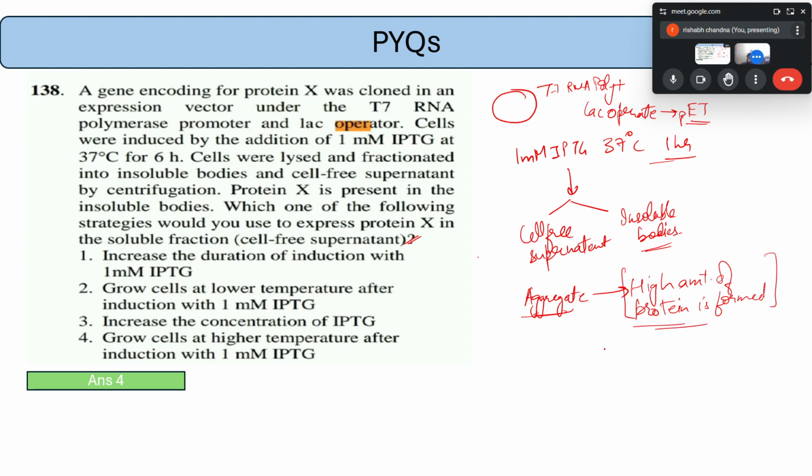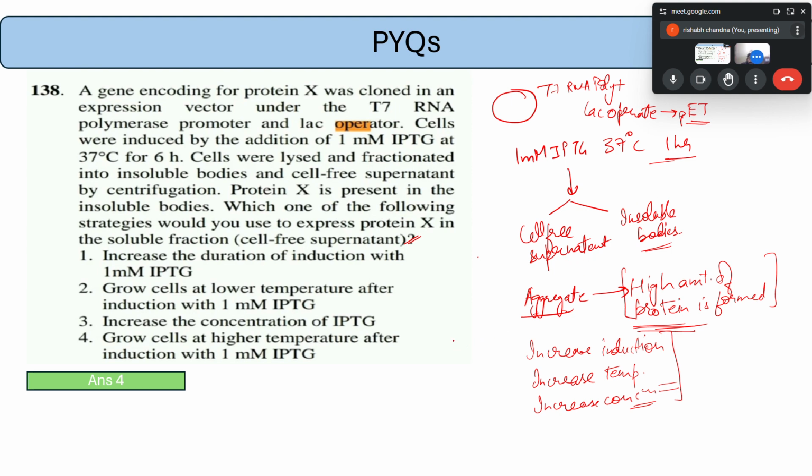This was the case. Okay, so now what happens? A high amount of protein is formed, and then what we have to do is either increase induction time, increase temperature, or increase concentration. These are the only three ways to increase the expression of the protein in the soluble fraction.